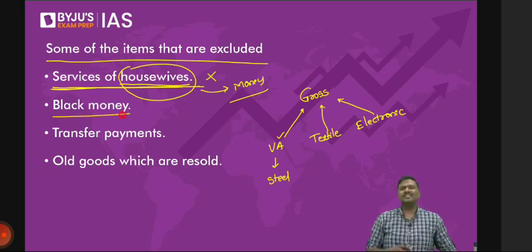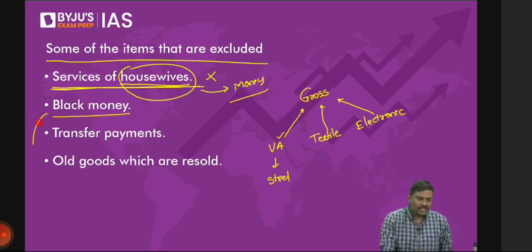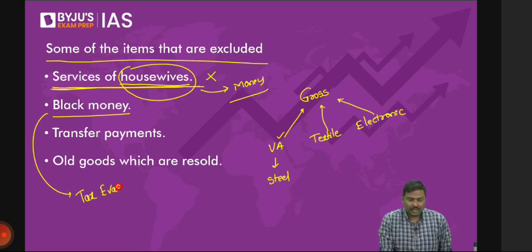Next one, black money. What is the idea of black money? Black money means any amount of money on which tax is not paid or tax is evaded. Understand this very carefully. Any amount of money in the economy on which the tax is not paid, tax is evaded is called black money.